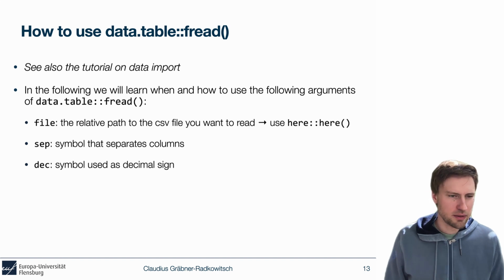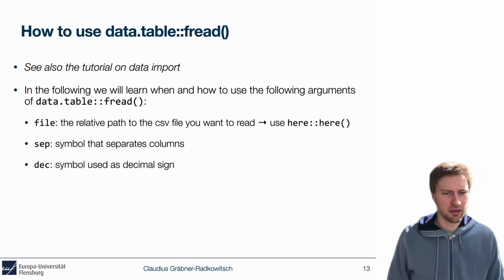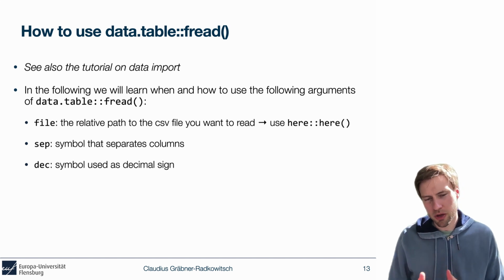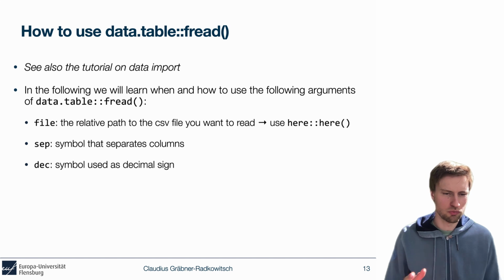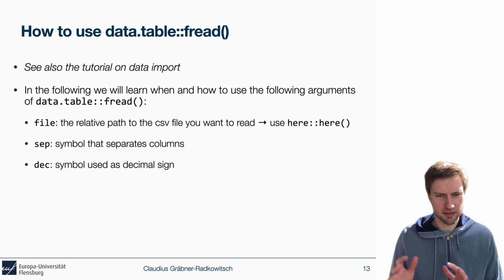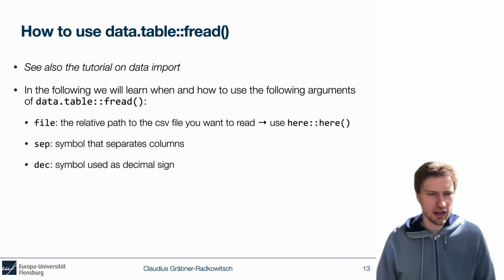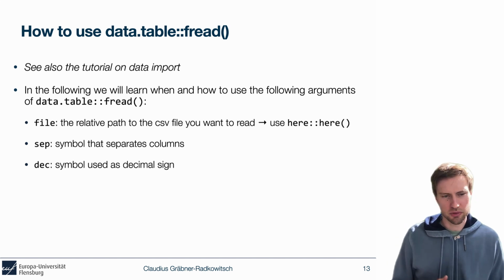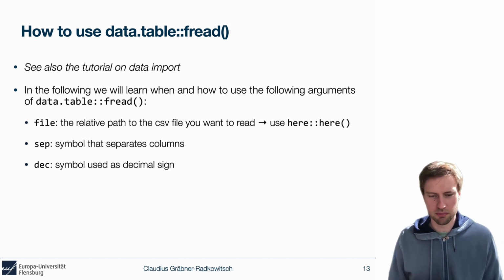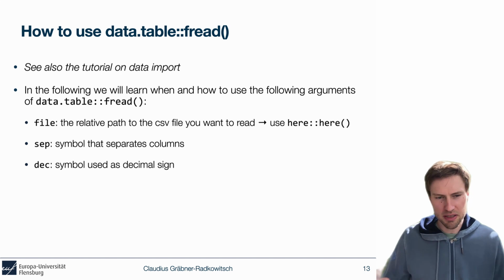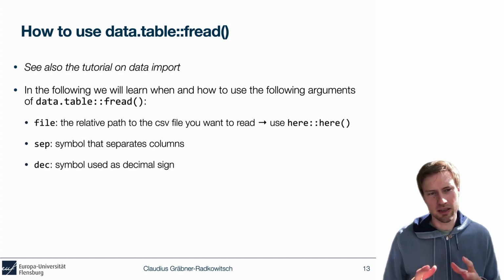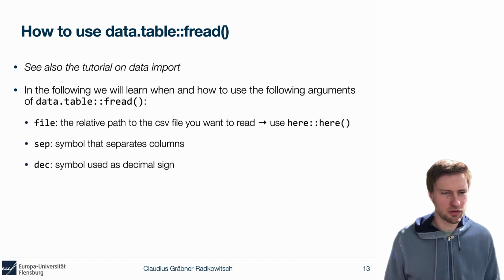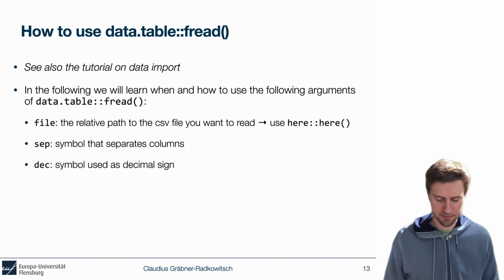There's a related argument dec, which is a symbol that can be used to specify how the decimal parts of numbers are separated from the integer parts. So 2.4 has a decimal part, 0.4. And again, different countries might use different signs to do so, and different people might even decide to use a completely different sign to separate the decimal part of a number. So in some situations, you might be forced to specify it on your own.